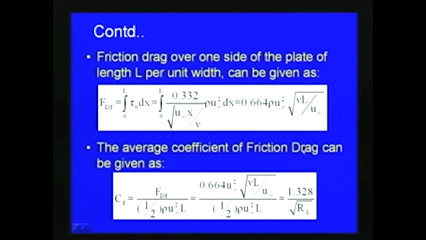The average coefficient of friction drag we can get from this expression: Cf is equal to F_D by half rho u infinity square into L. So, this is equal to 0.664 u infinity square root of nu L by u infinity by half rho u infinity square into L. So, that is equal to 1.328 divided by square root of R L, where R L is the Reynolds number at the trailing edge of the flat plate. So, finally, we got the coefficient of friction drag for the plate as Cf is equal to 1.328 divided by square root of R L.